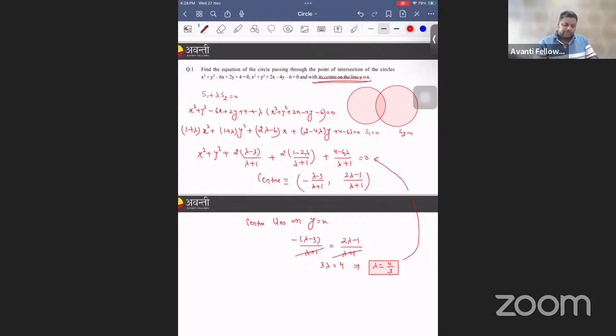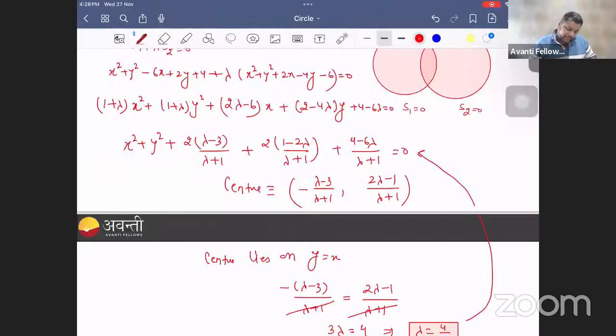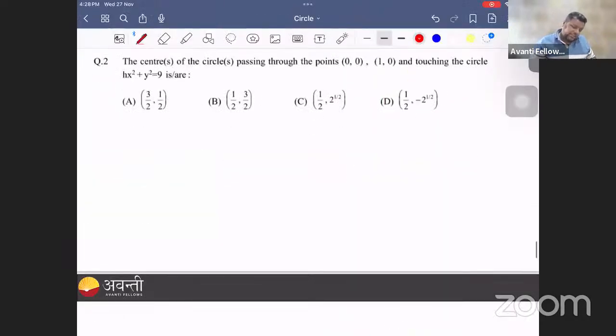Got it? Now, let's proceed with another question. Do this. Find the center of the circles passing through the point and touching the circle hx square plus y square equals 9. Just tell me what to do.